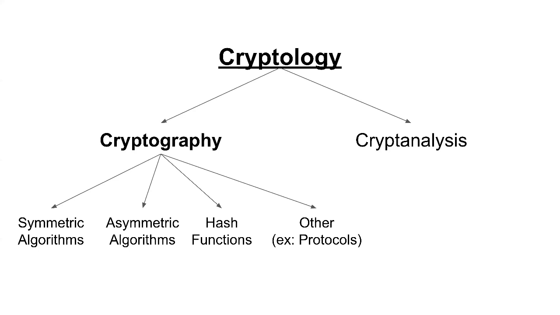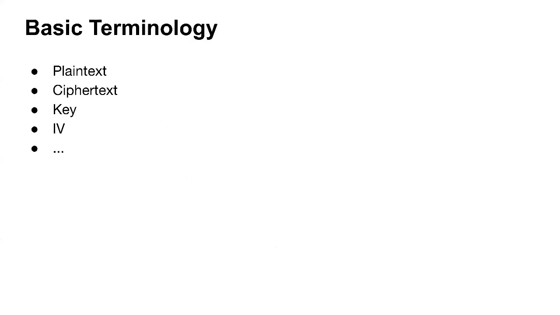So we have symmetric algorithms, asymmetric algorithms, hash functions, and then there's more functions and algorithm types as well that fit under cryptography. Some basic terminology: plain text. This is the text that's coming into your algorithm or cipher to be encrypted or encoded. Ciphertext is the encoded or encrypted output of those algorithms. A key is a unique, usually set of bytes or string that is also an input to the algorithm. And then an IV is the initialization vector. Some of these algorithms require a little help in getting started.